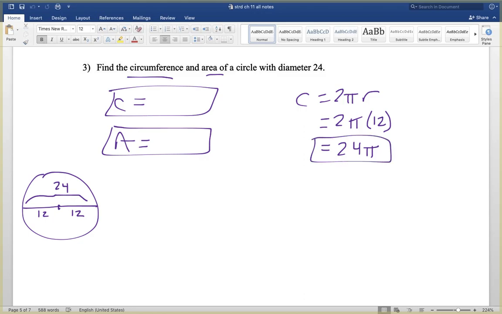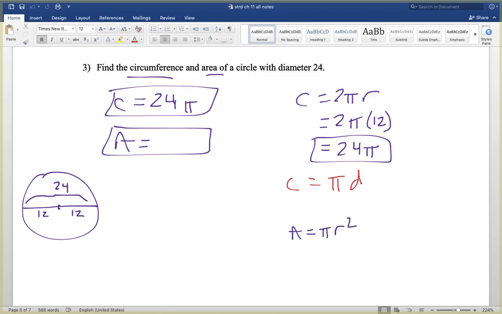Now remember, there was actually a second formula for circumference on that sheet. It said circumference was equal to pi d, pi times diameter. So we could just plug the 24 right in there, and that would have worked as well to find the circumference.